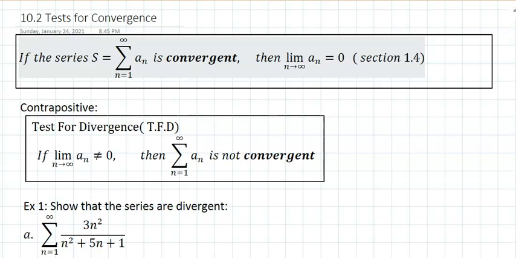10.2 is a section that has too many topics, so I'm trying to break it down into two. It starts with tests for convergence. And we start with a theorem.